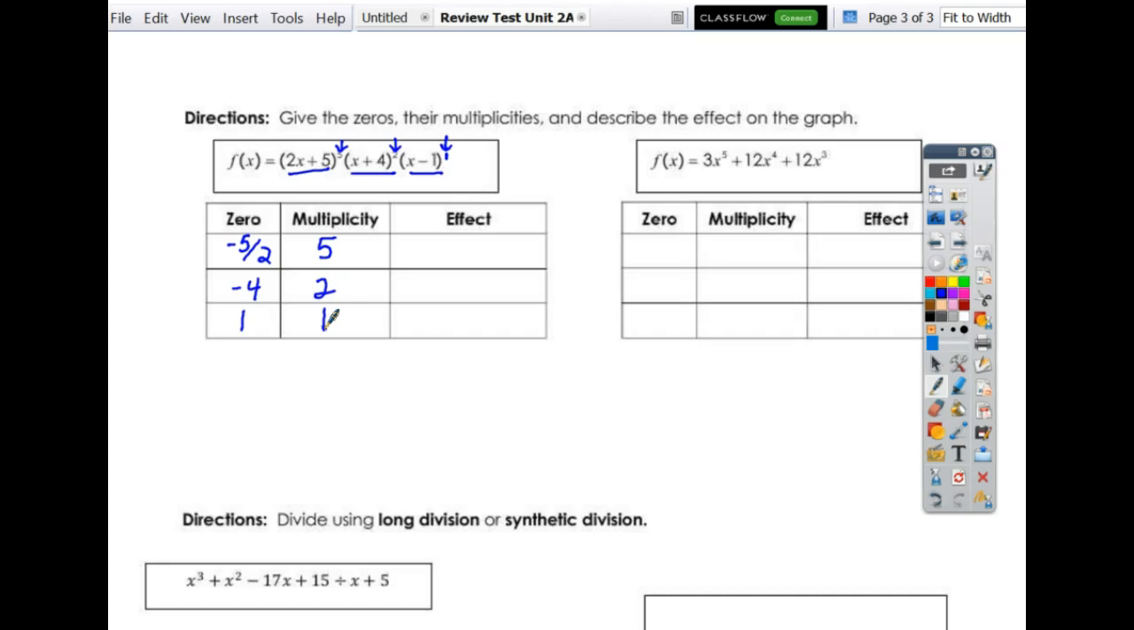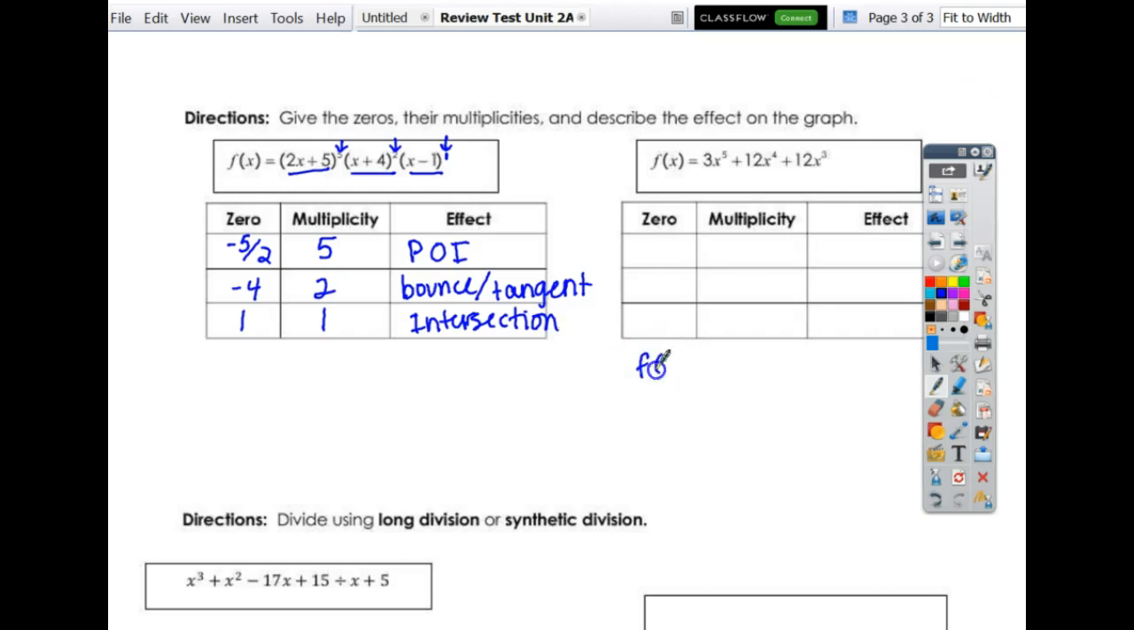So my odds greater than 1 are going to be a point of inflection. The 2 is a bounce or a tangent, either one, whichever you want to call it. And a 1 is an intersection. For this one, you have to have it in factored form to find these. So you have to factor.